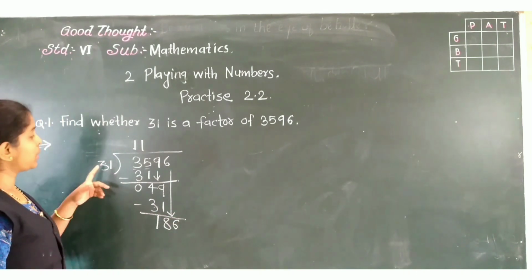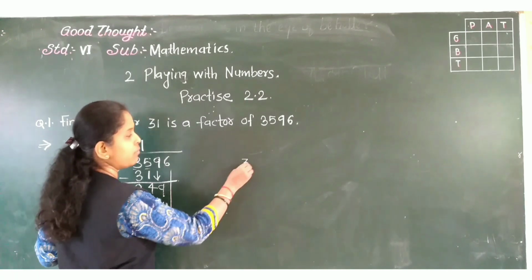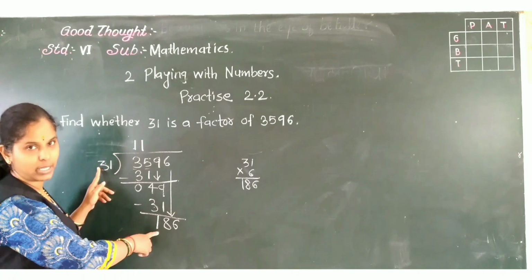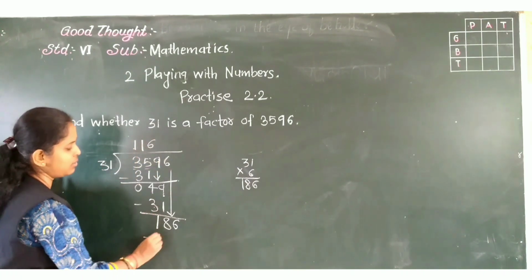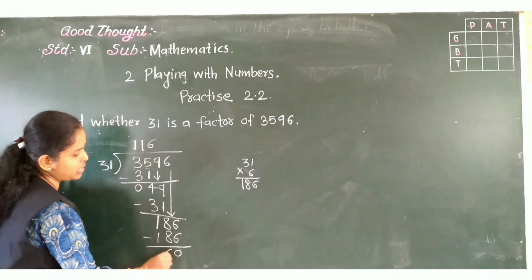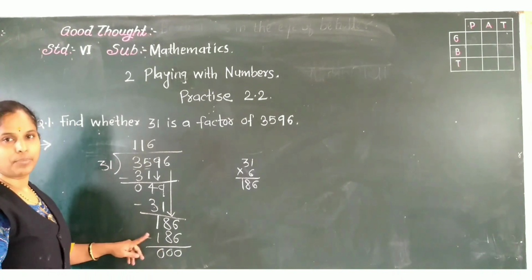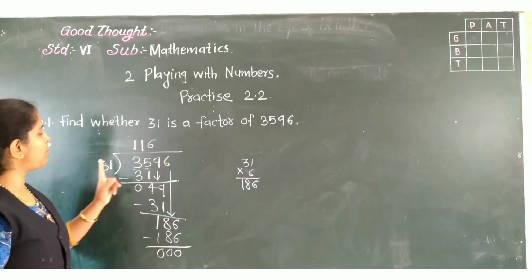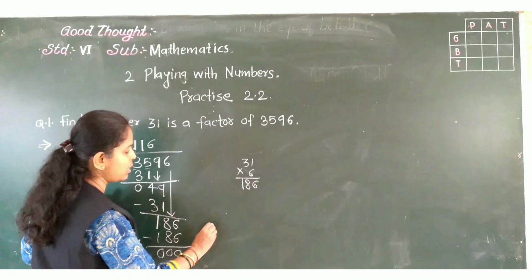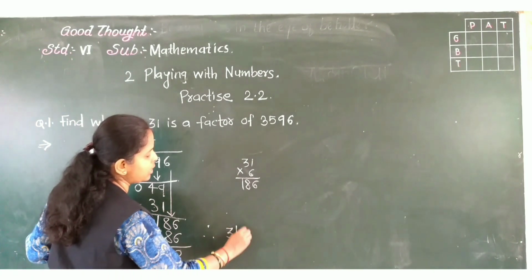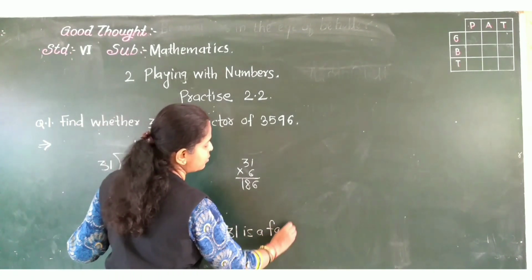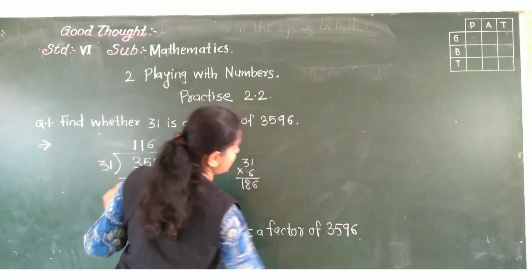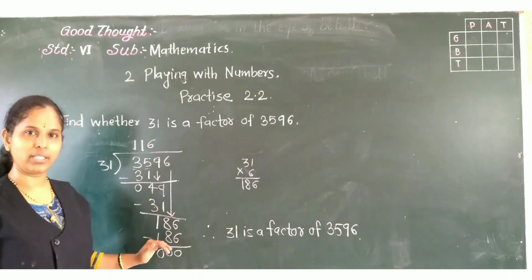Now see, if you multiply 31 by 6, 6 ones are 6, 6 threes are 18. Do we get 186? Yes. So 31 sixes are 186. What is the remainder? See, 0. That means we could completely divide this number by 31. Therefore, how do we write the final answer? 31 is a factor of 3596.